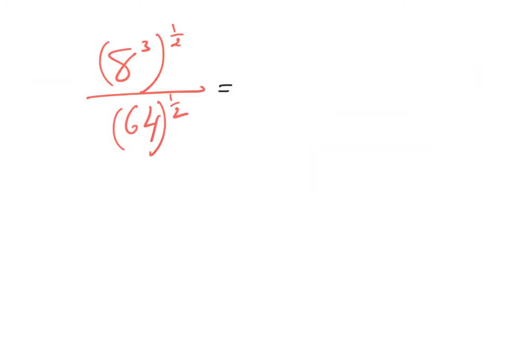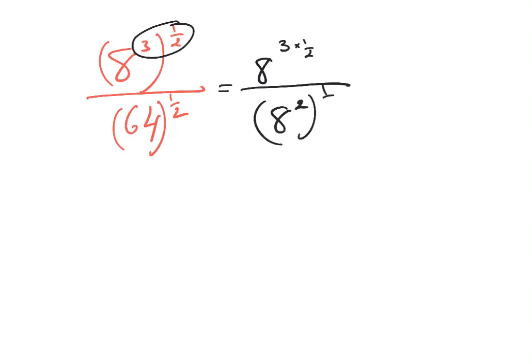All right, so we're taking this last example here. We get 8 to the third, to the half, over 64 to the half power. So here we're just going to use the law of the exponent. We're going to multiply the exponents with each other. It's going to be 8 to the 3 times 1 over 2. And we know here 64 is going to be 8 squared, right, to the 1 over 2, right? So we're just going to multiply the exponents with each other for both of them. It's going to be 8 to the 3 over 2.